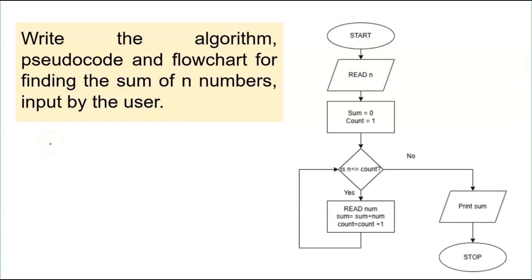Coming to the flowchart. This also I have followed the one that is used in the algorithm. So I begin with a start, oval shape. I should read the value of n, it's an input, so it's a parallelogram. I should initialize the value.